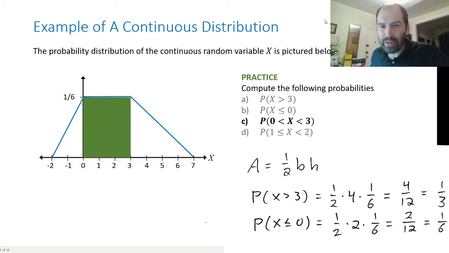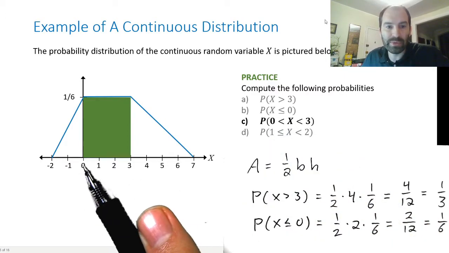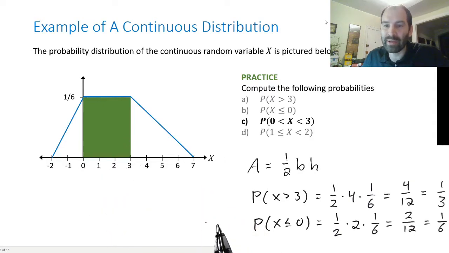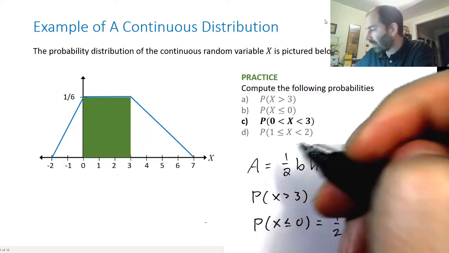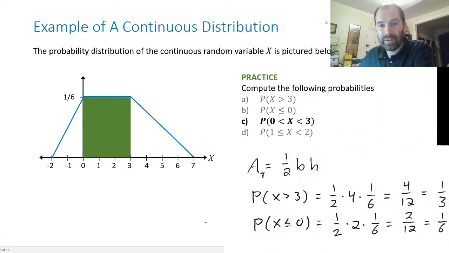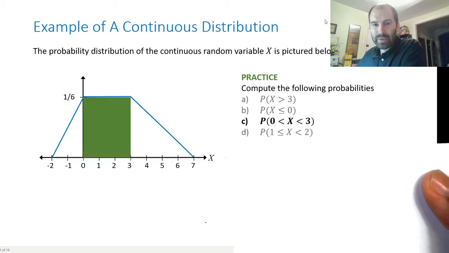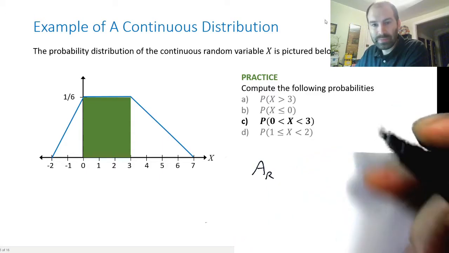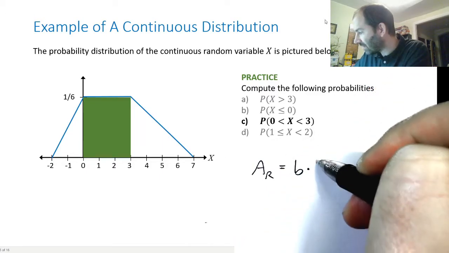What about the probability that x is between 0 and 3? I'm going from 0 to 3 here, so it's this area. It's the area of this rectangle. If I want this probability, I'm going to find the area of a rectangle. This was the area of a triangle, AT, and the area of a rectangle, AR, how do you compute that? That's just base times height.